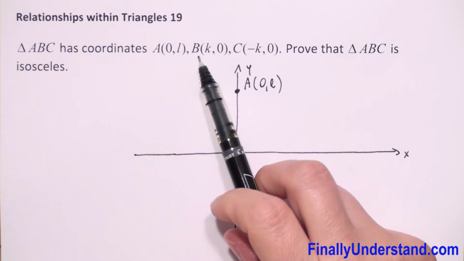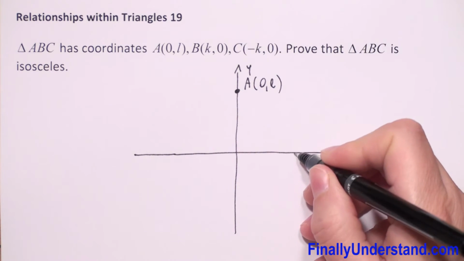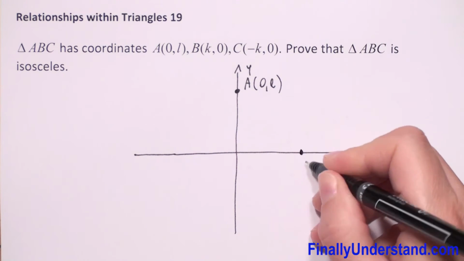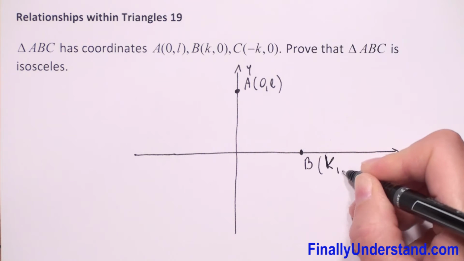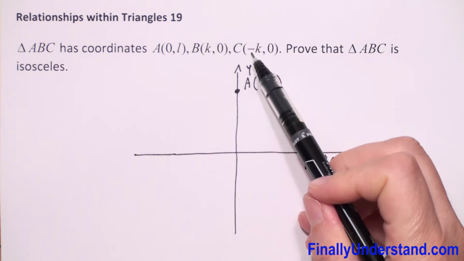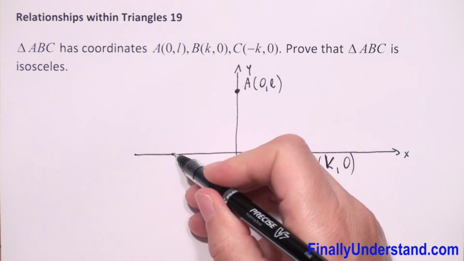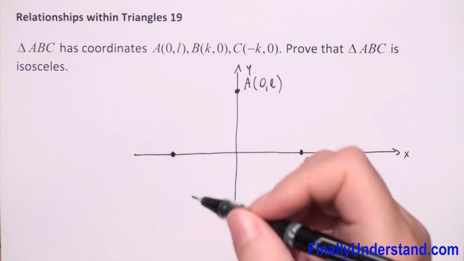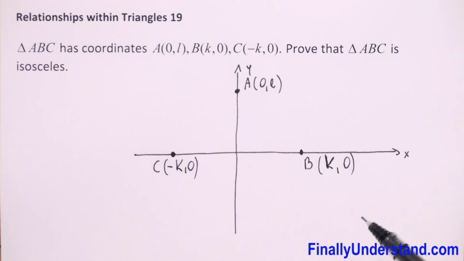Next we have point B, (K, 0). So this point is on the x-axis because the second coordinate is 0. Let's put that here will be our point B, K small and 0. And point C has coordinates (-K, 0). It means that point C is symmetrical about the y-axis.